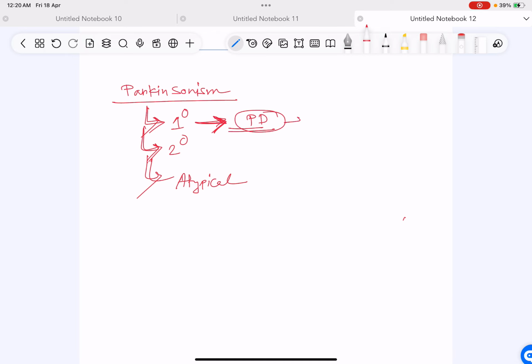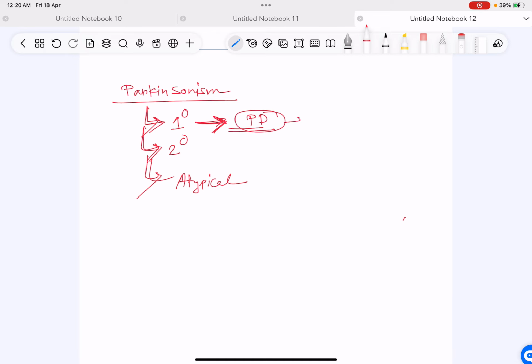And then we have secondary Parkinsonism and atypical Parkinsonism, which is known as Parkinson plus syndromes. So primary Parkinsonism is your Parkinson disease, which is idiopathic. Secondary Parkinsonism is mostly caused by drugs or toxins, and atypical Parkinsonism is Parkinson plus syndrome. Now, what are the examples of the Parkinson plus syndrome? You should know, and I'll tell you right upfront.